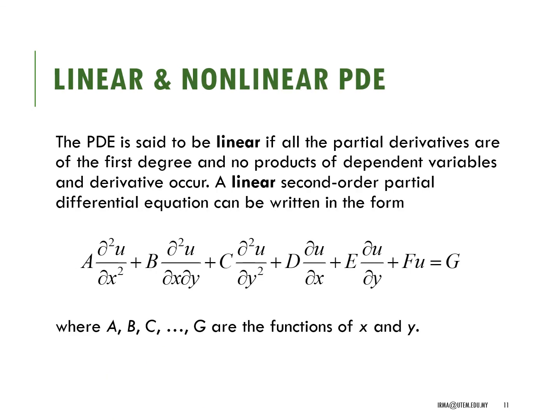Next we move to the linear and nonlinear terminology. Again, a PDE is said to be linear if all the partial derivatives are of the first degree and no products of dependent variables and derivatives occur. It's just the same as what we have discussed in ODE.